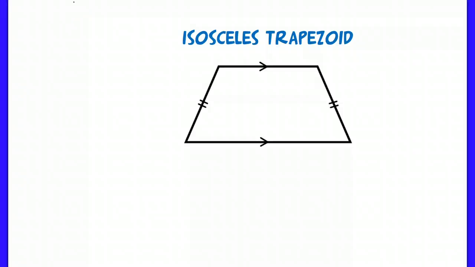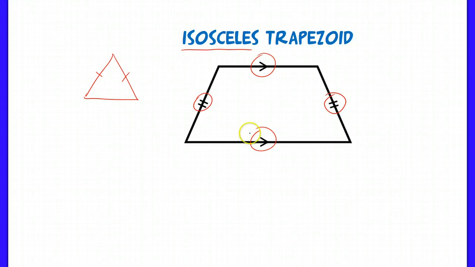Next up, we have an isosceles trapezoid. In an isosceles trapezoid, the sides that are not parallel are the same size. So that word isosceles, we've seen that before in isosceles triangles, where you have two sides of a triangle the same. So it's the same idea here. We see two sides of our trapezoid the same. It's not the sides that are parallel though. Those are going to be parallel. You have one set of sides parallel and one set of sides that are the same size.